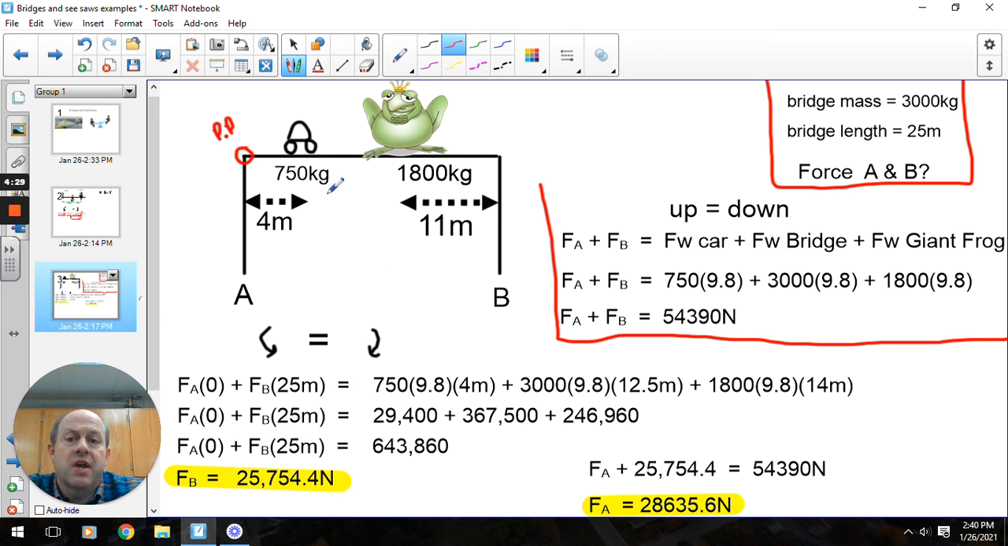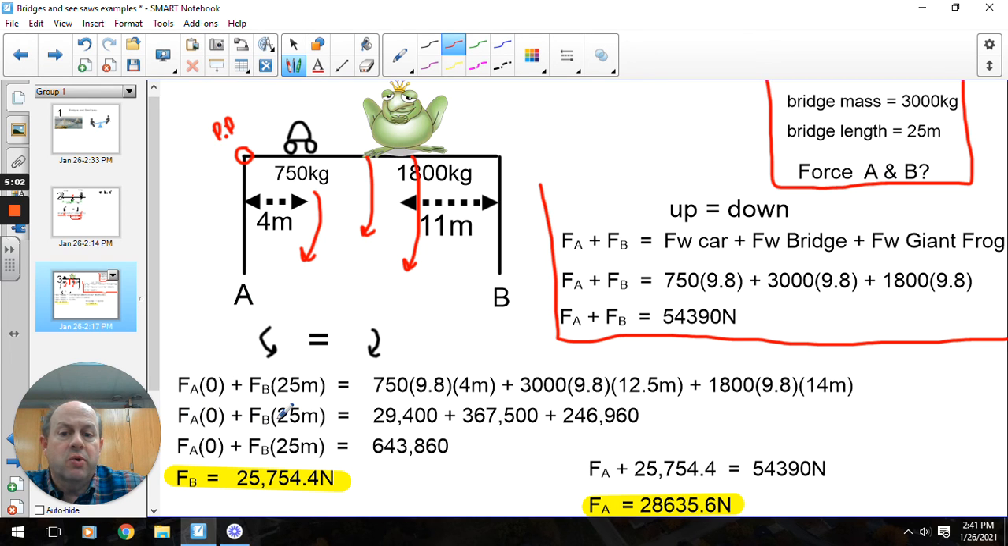And then on the other side, we have our weights. We would be creating a clockwise torque for each one of these. Here's the clockwise torque: weight times meters for the car, weight times meters for the bridge, and weight times the distance in meters for the frog. Those are all set equal to the forces on the other side times their distance for the torques.